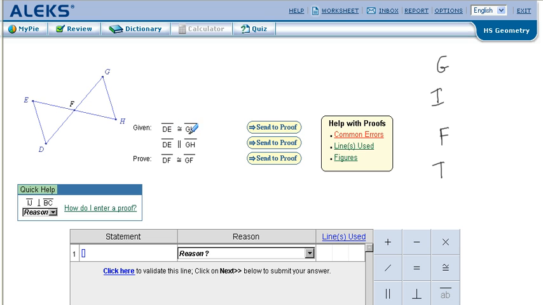We're given that segment DE and GH are congruent. So DE and GH are congruent. That gives us a pair of sides. We're also told that DE and GH are parallel.